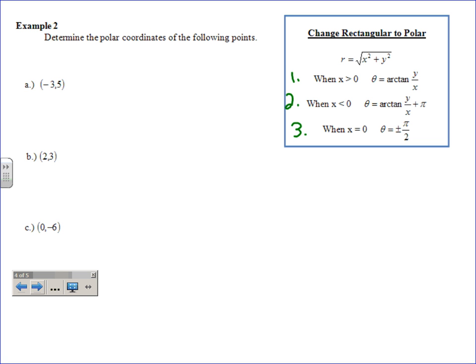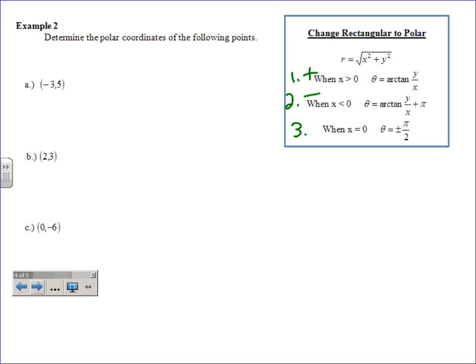You use option 1 when the x value you have is greater than 0. What's another way of saying that? When something's greater than 0 is when it's positive. So this is for when it's positive. This is saying when x is less than 0. So this is when x is negative. This is said when x is 0. Well, that's when x is 0.